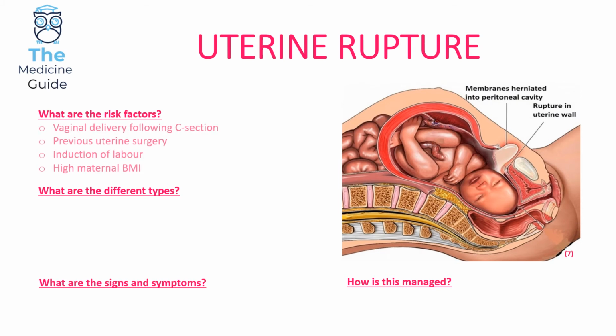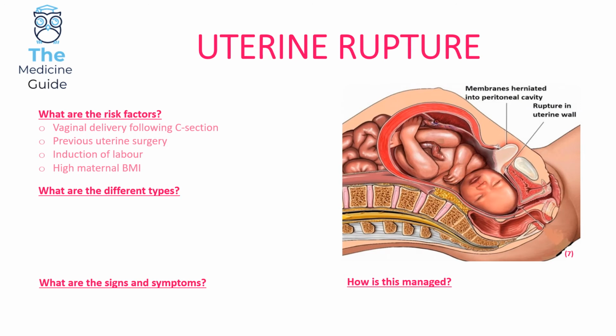So the risk factors of a uterine rupture include a vaginal delivery after having a C-section. If a woman had a C-section in her previous pregnancy, I've mentioned in the video previously that it does lead to some degree of scarring, and if the woman decides to have a vaginal delivery in her current pregnancy, then unfortunately one of the complications is that the uterus will rupture along the level of the scarring segment from her previous C-section.